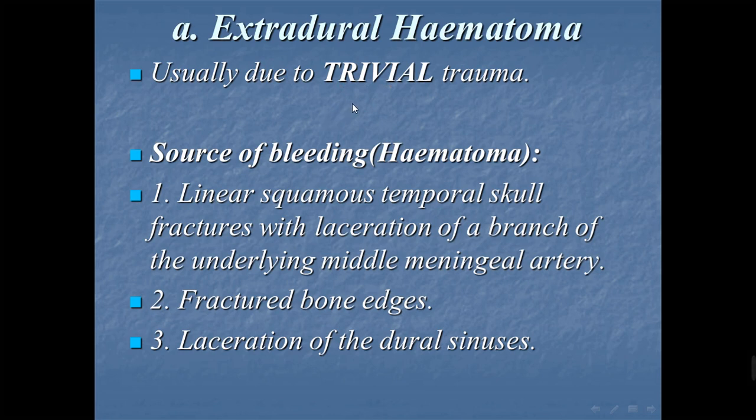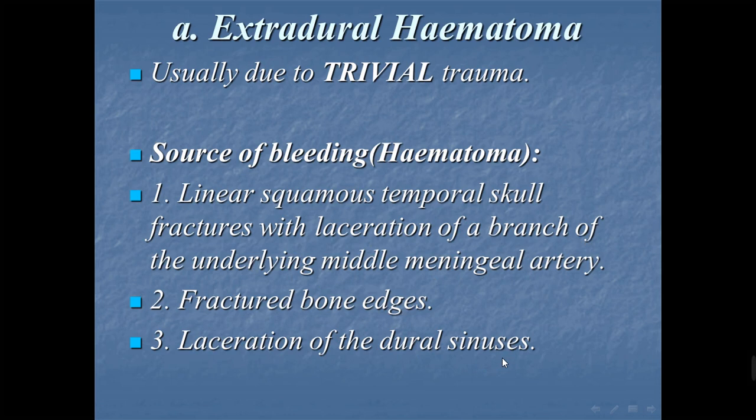Now, this trauma applied to the head will result in bleeding. How or from where will this blood come? The source of bleeding or hematoma will be from either a linear squamous temporal skull fracture with laceration of a branch of the underlying middle meningeal artery, so the middle meningeal artery is the first source of bleeding. Fracture bone edge, because when the bone is fractured it also bleeds, or laceration of the dural venous sinus, like the superior sagittal sinus.